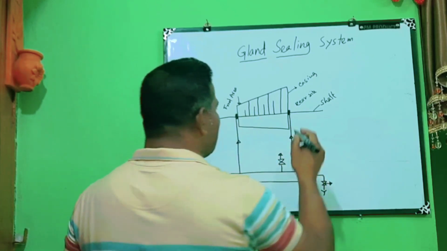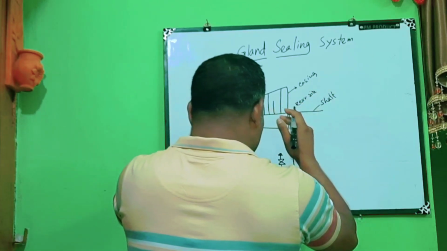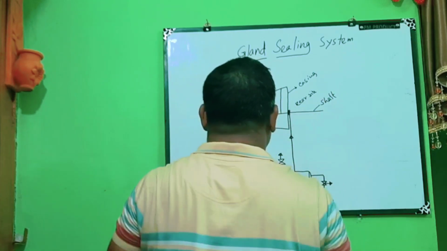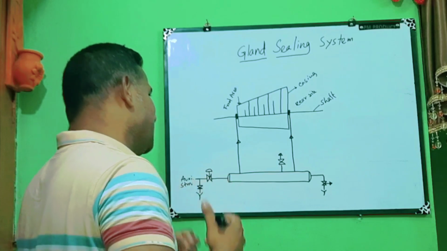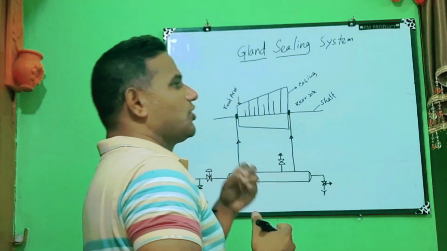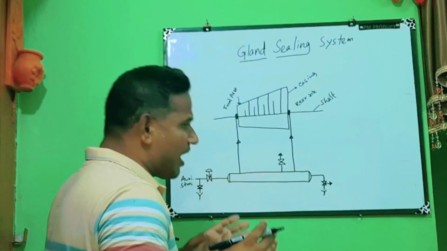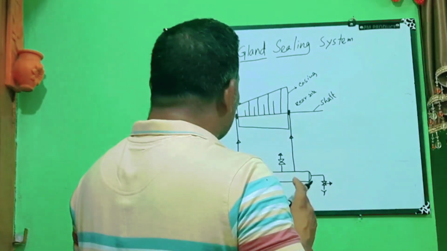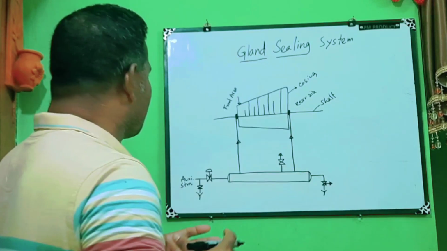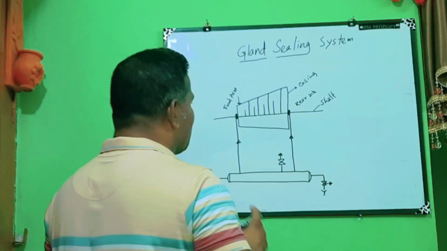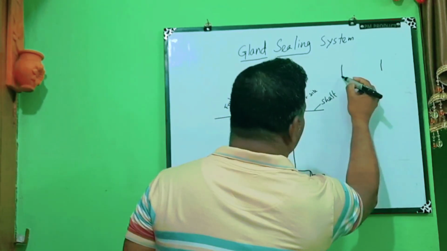In some plants, this steam is discharged to the atmosphere. After controlling sealing, this steam is discharged to the atmospheric area. But if we discharge to the atmosphere, then in our plant this steam will be lost. For controlling the losses, some plant companies provide a gland steam condenser. Let me try to explain the gland steam condenser.